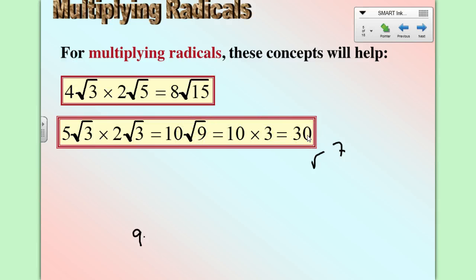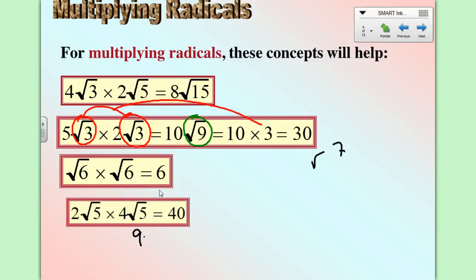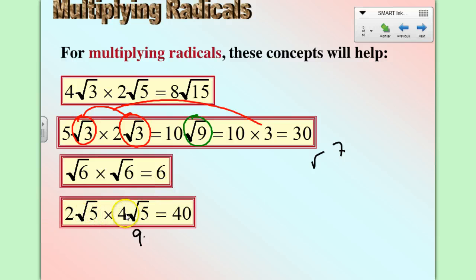And as you get better at this, we know that root 3 times root 3, well, when you put that together, that's always going to be just 3. So you can start to maybe skip this step of square root 9 whenever you have a radical multiplied by itself, okay? There'll be shortcuts you can take. In the next example, root 6 times root 6, well, you could have thought of it as root 36, which is 6, but it makes sense. Well, it's just 6. 2 root 5 times 4 root 5 is just 40. Well, how did we do that in one step? Well, because it's really just 8 times 5, right?